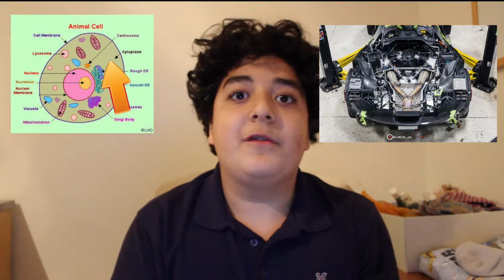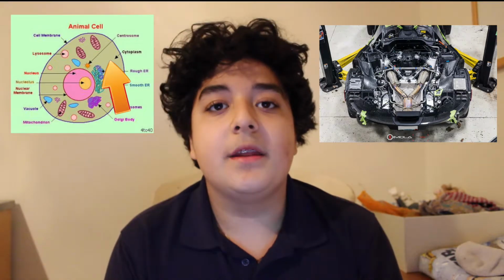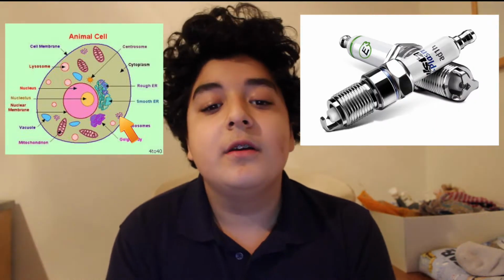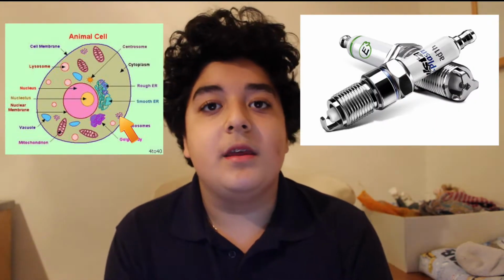The cytoplasm would be the frame of the car, because the frame holds everything together, and the cytoplasm contains everything within the cell. The ribosomes would be spark plugs, because the spark plugs make the sparks inside the engine so that the car can run. It uses fuel, and that's basically what the ribosomes do. They make protein that the cell can use when it needs it.